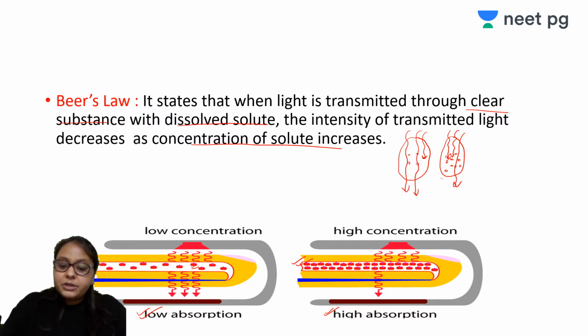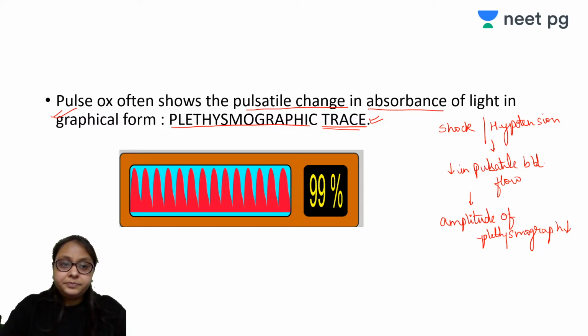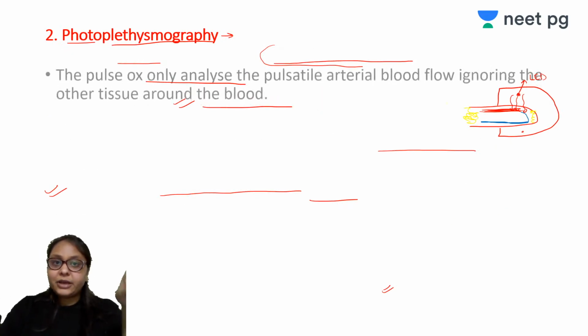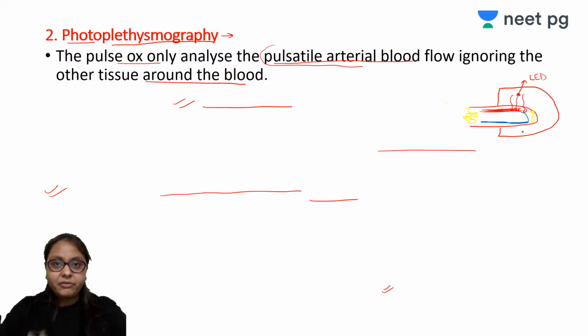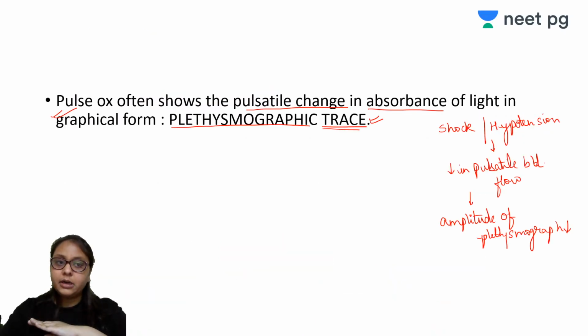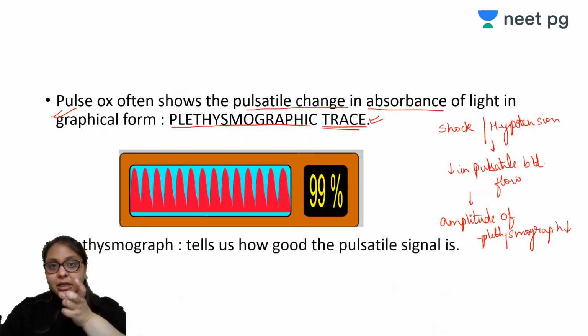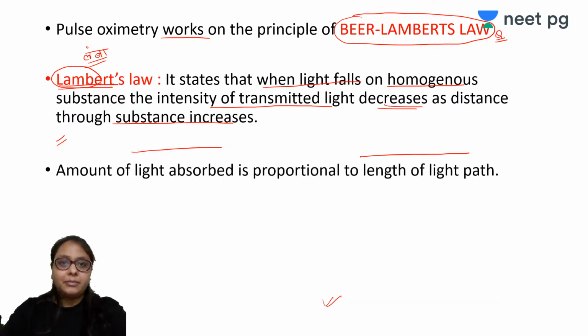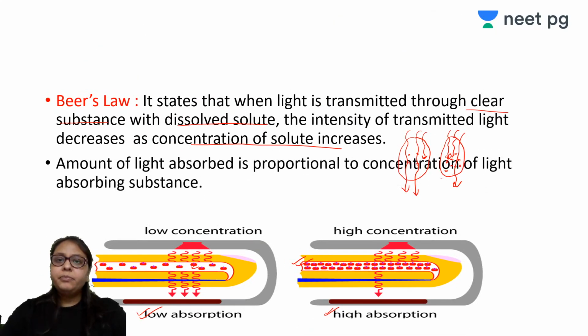ठीक है, फर्स्ट प्रिंसिपल क्या था, दैट वाज द स्पेक्ट्रोफोटोमेट्री, दैट इज द स्पेक्ट्रम ऑफ द लाइट, दो वेवलेंथ, रेड लाइट, इंफ्रारेड लाइट. दूसरा प्रिंसिपल फोटोप्लेथिस्मोग्राफी, कि वो सिर्फ पल्सेटल आर्टीरियल ब्लड फ्लो को मॉनिटर करेगा, उसकी वजह से प्लेथिस्मोग्राफ, उसका एम्पलीट्यूड, और लास्टली बियर्ड लैम्बर्ट्स लॉ है. ठीक है, सो दिस वाज अकॉर्डिंग टू प्रिंसिपल.